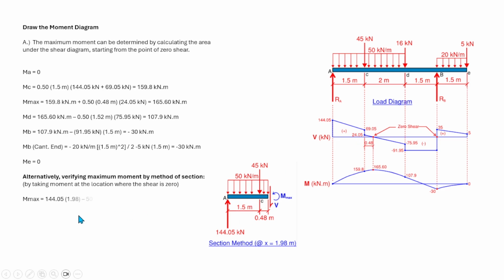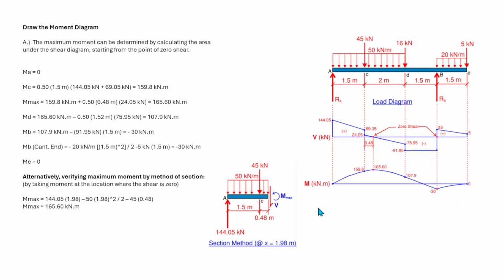So at this point, if you sum up moment at this point, that is 144.05 times the distance from here to there, that is 1.98, minus 50 times 1.98 squared over 2, minus 45 times 48, that is due to the concentrated load. So the total maximum moment at this point, where the shear is 0, will give us 165.6. That is the same figure we have here using the shear diagram, 165.6.